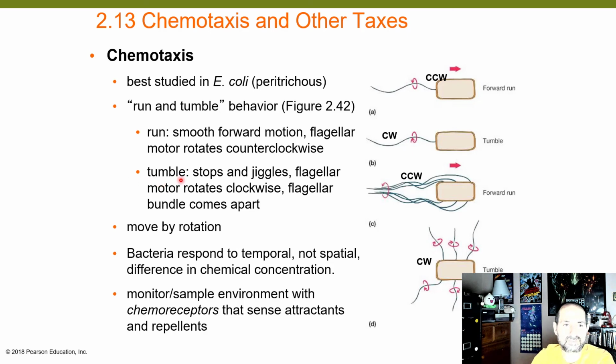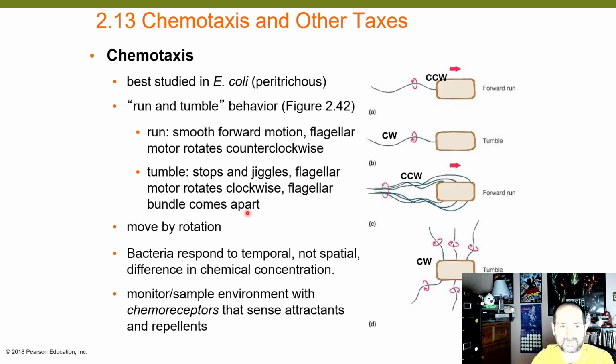During a tumble event, remember there's runs and tumbles, the bacterium stops and jiggles. It kind of tumbles around. The flagellar motor rotates clockwise, so it goes from counterclockwise, propelling the bacterium forward. CCW means counterclockwise. Counterclockwise propels the bacterium forward during a forward run. Clockwise rotation, so it's spinning now the other way, causes tumbles and stops and jiggles, right?